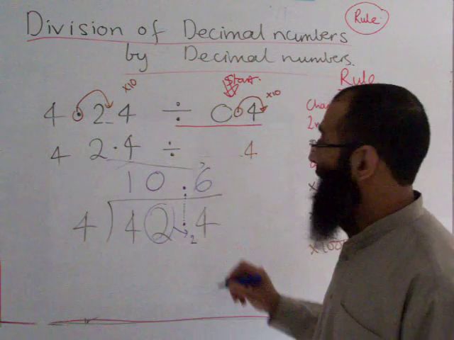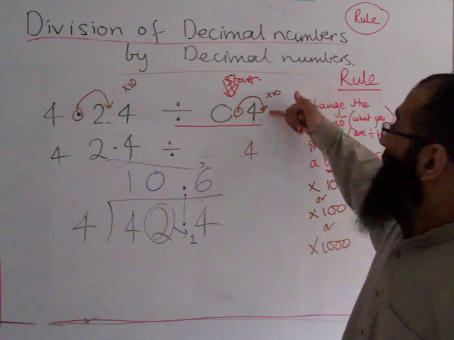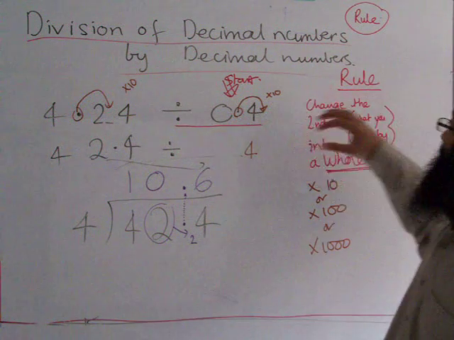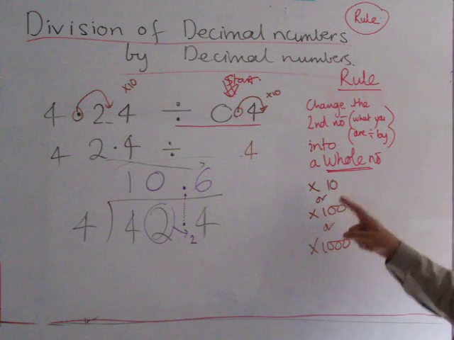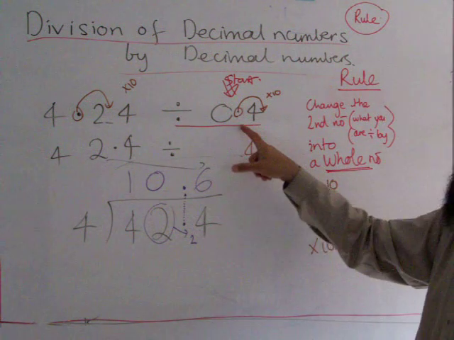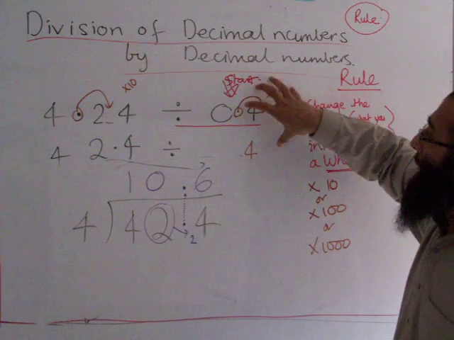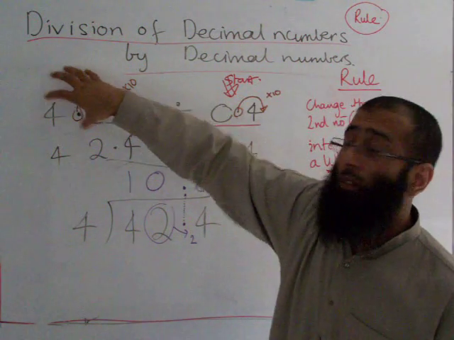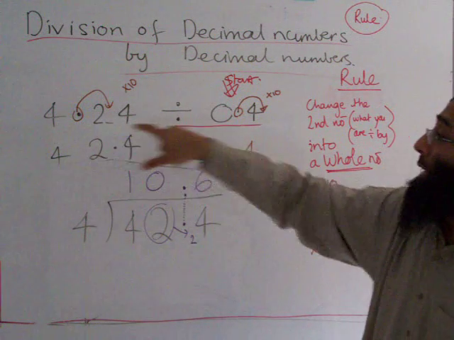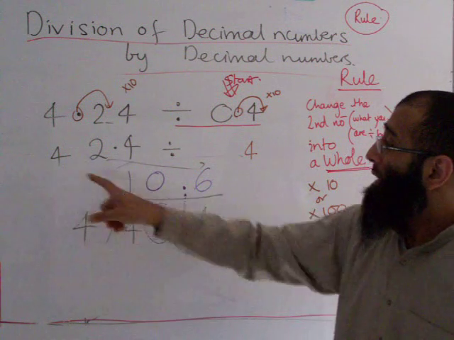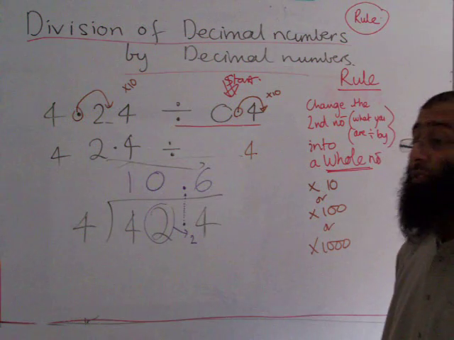Well done. Have you finished the question? Finish the question. Lovely. So we started off with this original question. The rule said change the second number, the dividing number, into a whole number by either multiplying by 10 or 1,000. In this case, we only have to multiply it by 10. And then what we do to the dividing number, we must do to the original question, the first number. So if you times this one by 10, you must times that one by 10 to keep the question balanced. The question then gets changed into this new question. We work out that and we're finished and the answer's done.